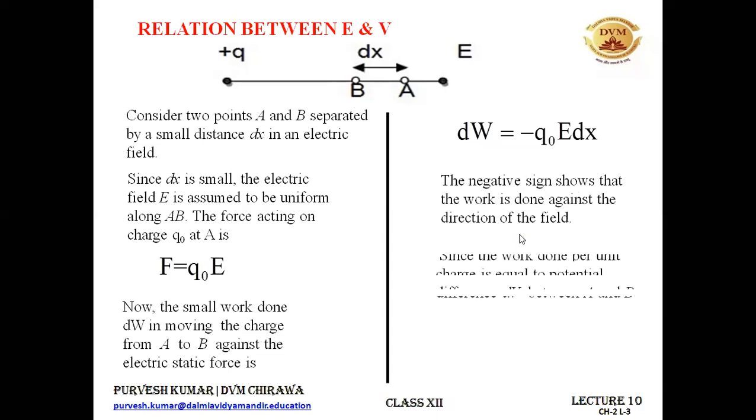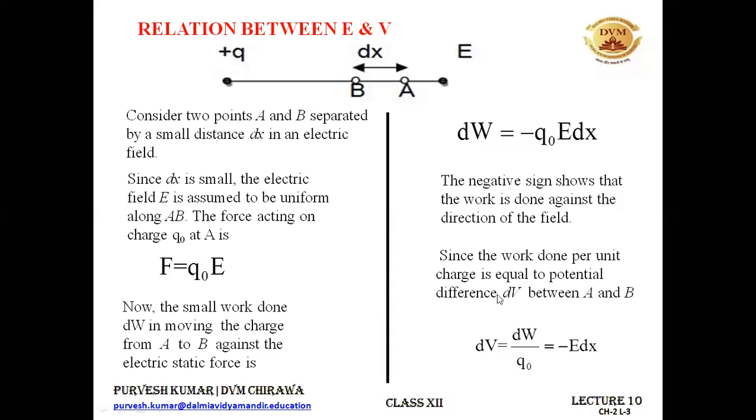Since work done per unit charge is equal to the potential difference dV, since we are moving the charge from A to B, if I divide this work done with the charge that I'm moving, I'll be getting the potential difference between these 2 points. That is small potential difference dV. So I can write it like this. dV is equal to dW upon Q naught, and it comes out to be minus E dx. Just divide it with Q naught, you'll be getting minus E dx. This is the potential difference between points A and B.